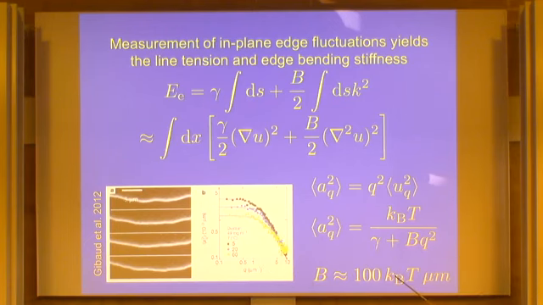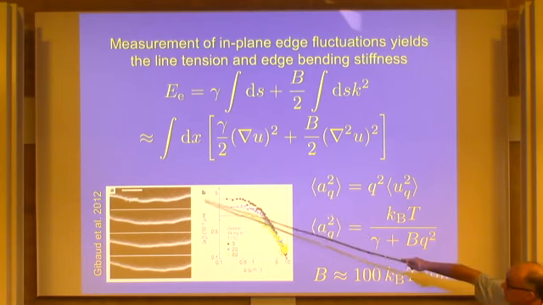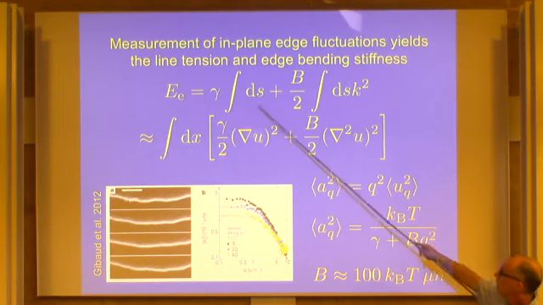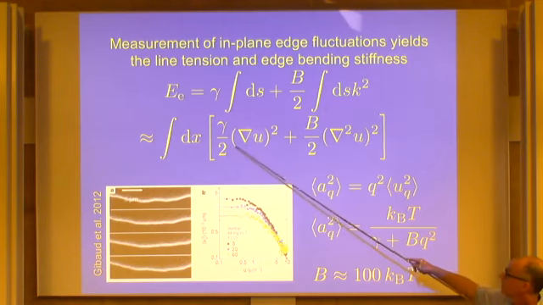And they measure the fluctuations. They measure the power spectrum of the fluctuations. They look at the amplitude and they average over time as a function of the wave number q. And because the fluctuations are not so big, we can use the equipartition theorem to say what the amplitude should be. If u is the displacement of the edge in the plane, then we can approximate the line tension.